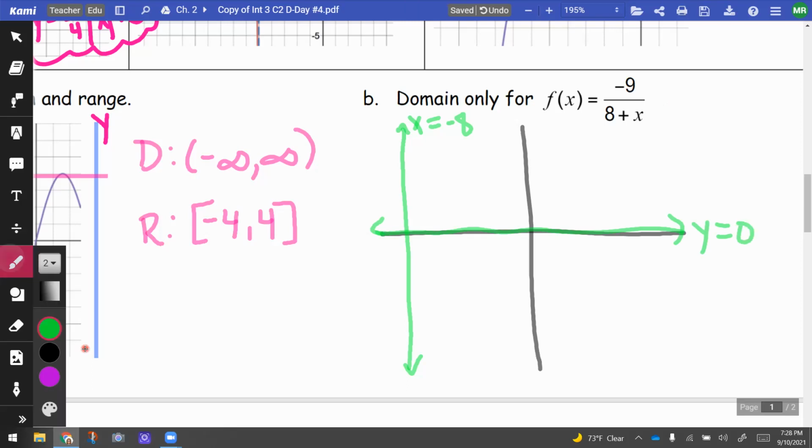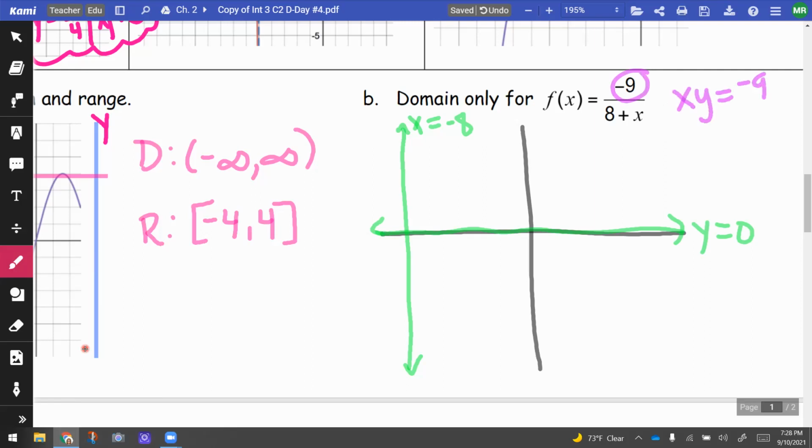And then if I'm thinking about this graph, because of this -9, it's really like xy equals -9, because it's really like y equals -9 over x. But I'm thinking of things that multiply to -9. So what that means is over here, if you kind of think of this as almost quadrant 1, quadrant 2, quadrant 3, quadrant 4, like this green is like my new xy axis. This is a positive times a positive. This is a negative times a positive.